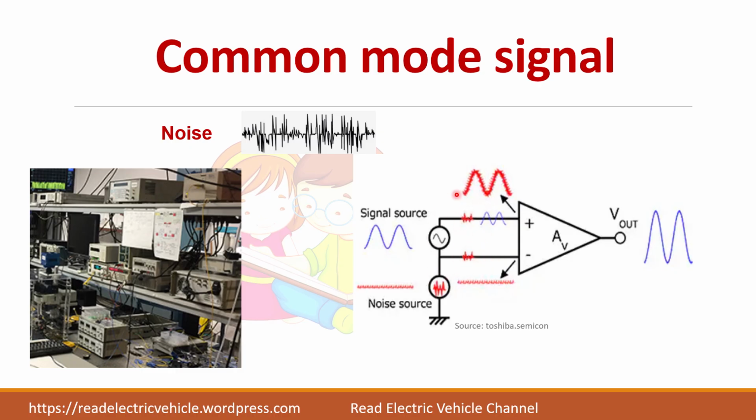So at this point, how will an op amp give you the output? That is what we are going to see, which is called the common mode signal. The noise signal or any unwanted signal which is common to both the inputs, how will it affect the op amp output? Let us see about it.